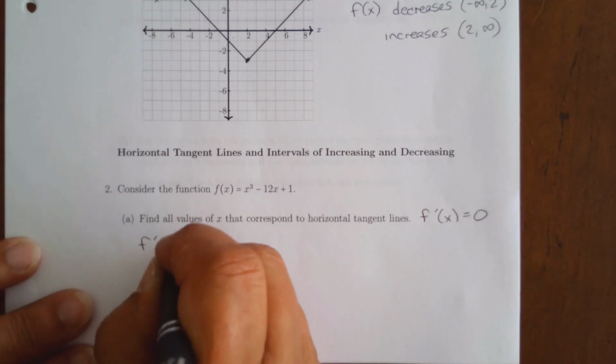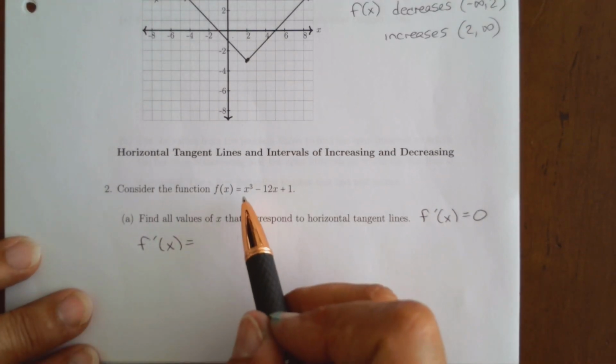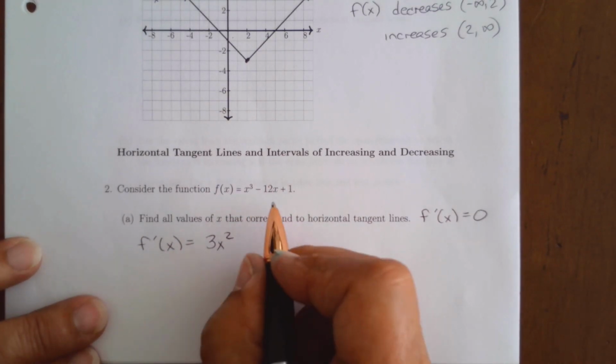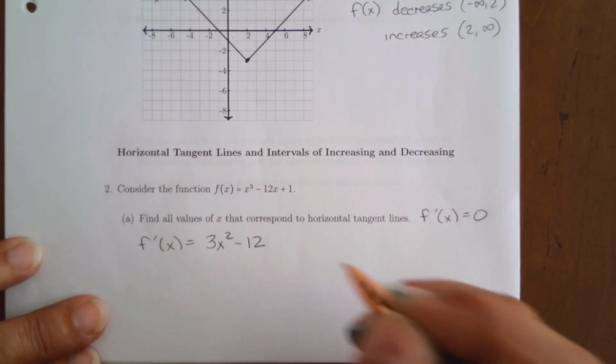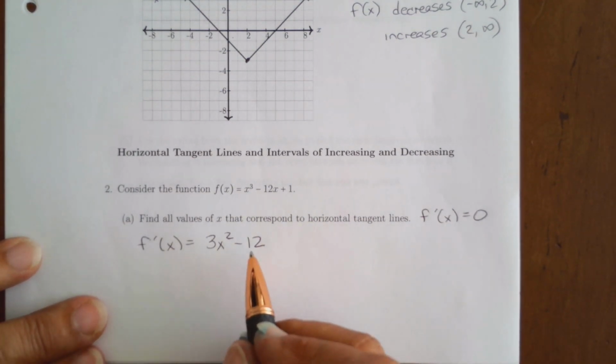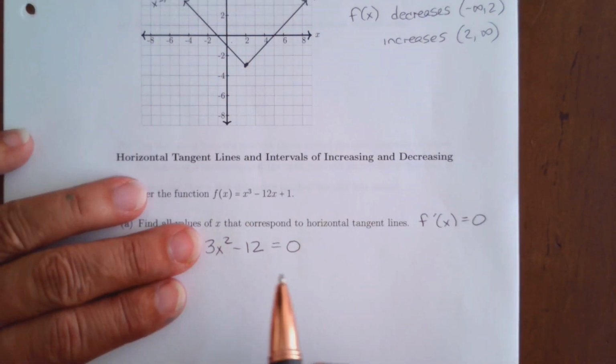Okay, so we're going to find the derivative, which is just using the power rule. So the derivative of x cubed would be 3x squared. The derivative of negative 12x is minus 12. The derivative of 1 is 0. So we're going to take the derivative and set it equal to 0, and we're going to solve this, okay?